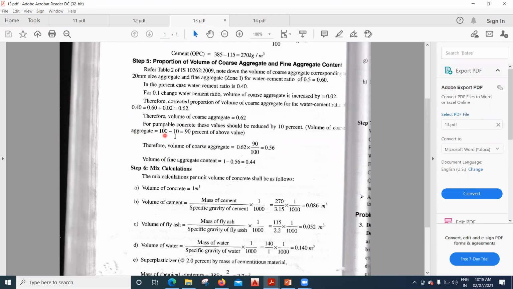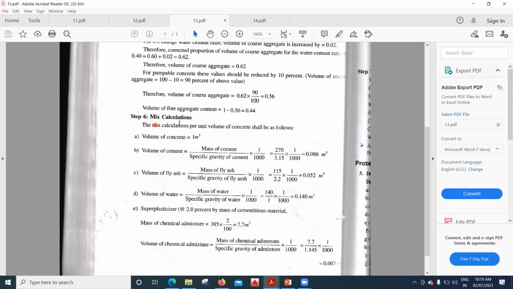Therefore, 100 minus 10, 90% of the above value you have to take. The volume of coarse aggregate is 0.62, but we'll reduce it by 10%. So 90 divided by 100 times 0.62 comes out to be 0.56. If this is 0.56, then what will be the volume of fine aggregate? Total we take as 1. 1 minus 0.56 gives 0.44. So if you add 0.56 plus 0.44, it comes out to be 1, which is the volume of coarse aggregate and fine aggregate.